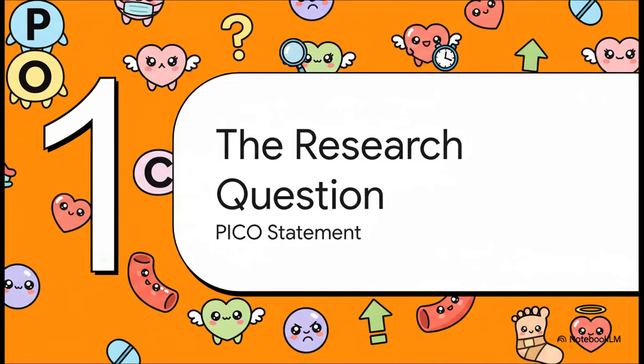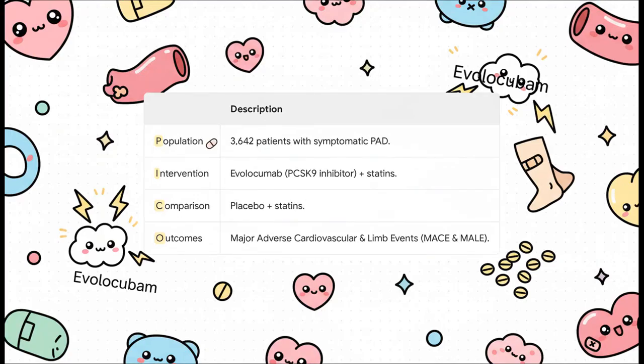To properly deconstruct this, we have to use the PICO framework. It's the only way to systematically break down a trial and really understand the evidence. So let's apply it here. Okay, so first up, the population. We're talking about 3,642 patients with symptomatic PAD. These are our bread and butter clinic patients.